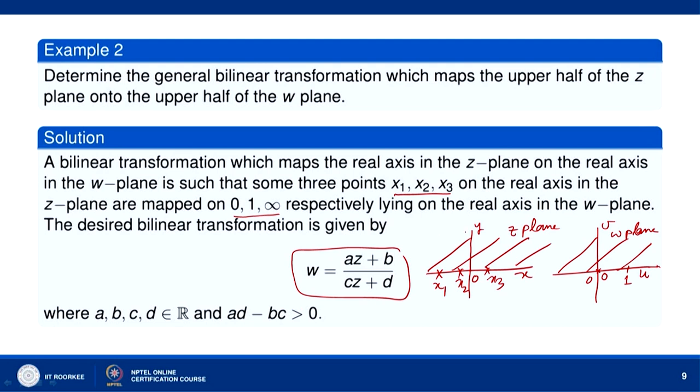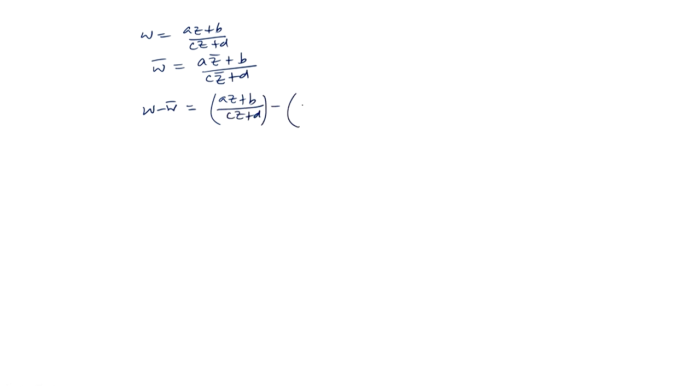Now, let us show that the upper half of the z plane goes to the upper half of the w plane. For that, we consider w equal to (az + b)/(cz + d). Then w conjugate is (a z conjugate + b)/(c z conjugate + d). We are not taking conjugates of a, b, c, d because they are real. Then w minus w conjugate equals (az + b)/(cz + d) minus (a z conjugate + b)/(c z conjugate + d). So we take the LCM, (cz + d)(c z conjugate + d).